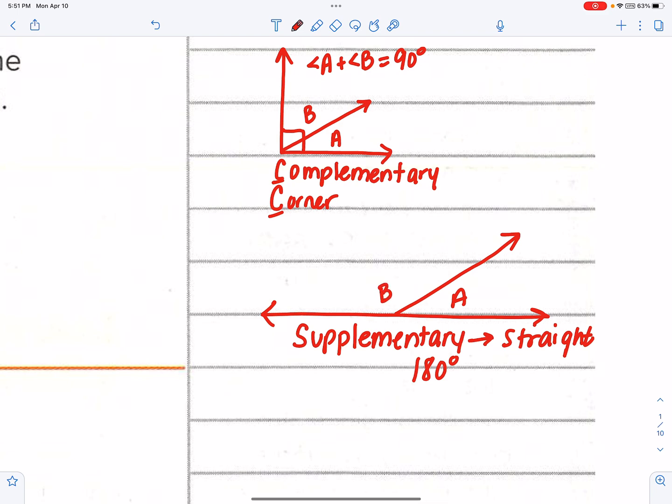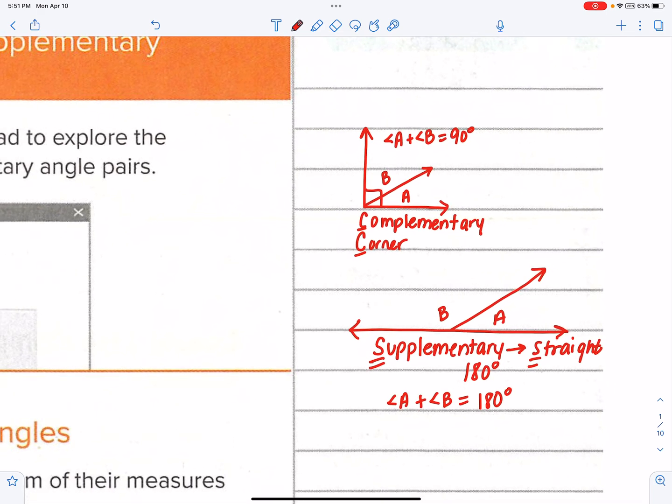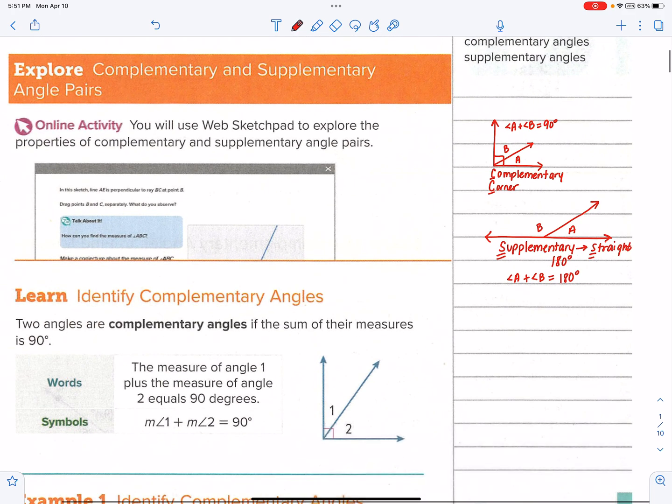A supplementary angle is two adjacent angles that, when you add them, angle A plus angle B, guess what they equal? Because it's a straight angle, they equal 180 degrees. So you're going to remember: supplementary creates a straight angle, complementary creates a corner. Those are the two angles we're going to be working with. So obviously you can solve for one or the other by understanding that concept.